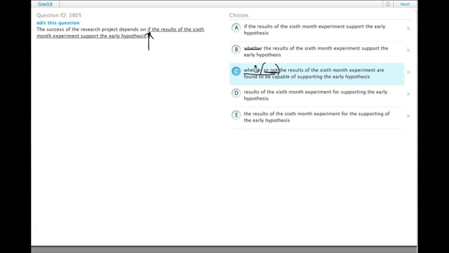It's not wrong grammatically or stylistically in real English to include the or not. It can be more emphatic in some ways, but on the GMAT you never need or not, so we can actually get rid of that one right away, and we can get rid of if. Well, let's look at the other ones here.